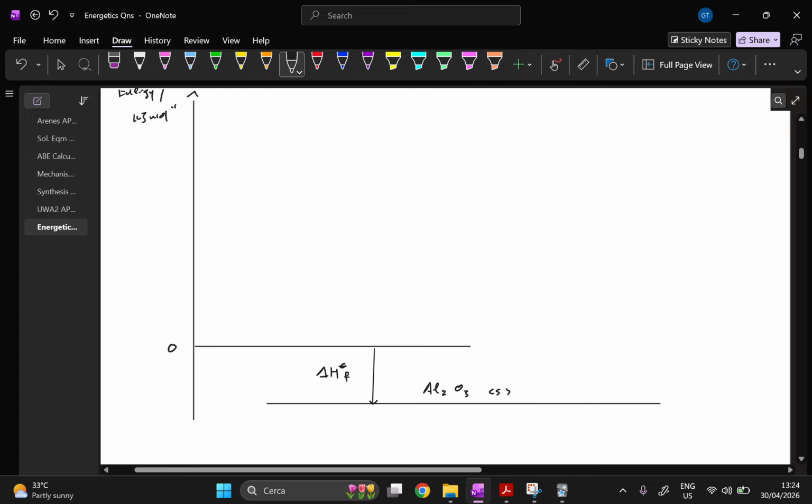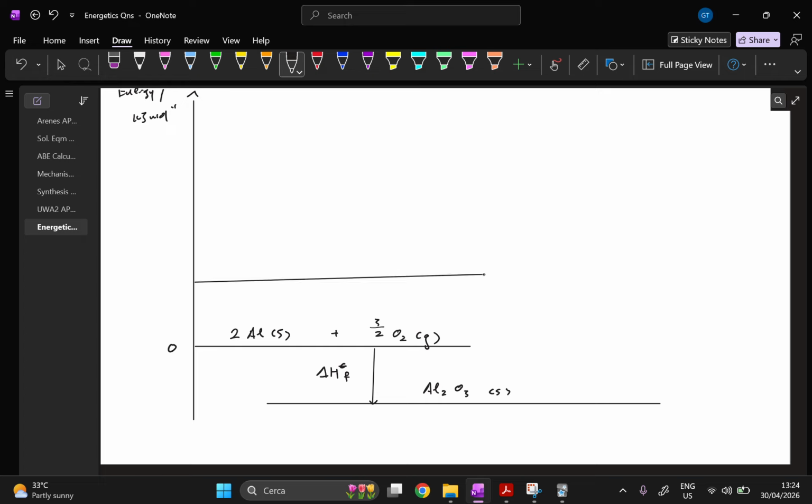So I want to form from elements in their standard state. So what's my standard state? This is going to be Al solid plus 3 oxygens. Correct? No, 3/2. Yeah, sorry about that. So this is from a standard state to a substance, my enthalpy change of formation. This is what I'm interested in. Now I'm going to work upwards and continue to construct my cycle.